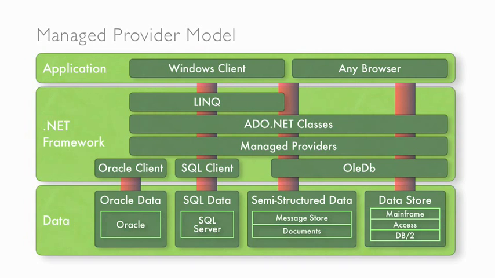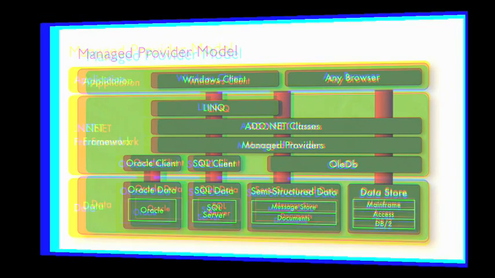And OLE DB still exists in order to support any databases that don't specifically have a managed provider for them. You can use OLE DB to access the mainframe or any other semi-structured data such as message stores like email or a document repository. Remember, behind the scenes, OLE DB will use COM in order to access that data. So you're actually adding yet another layer of abstraction, going from .NET into COM. So as much as possible, as a best practice, use a .NET managed data provider that's specific for the database you're working with.